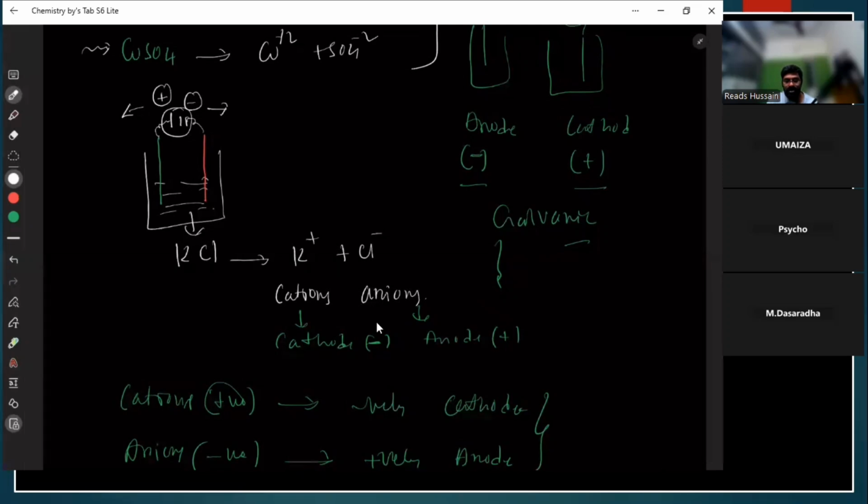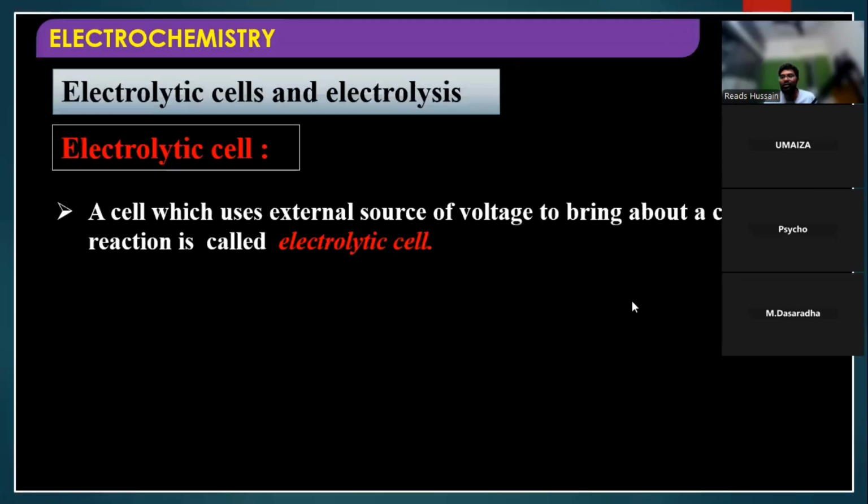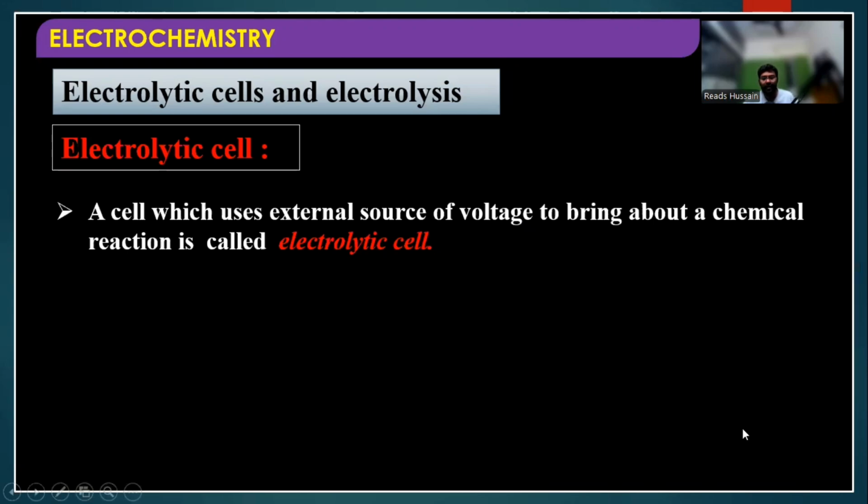During electrolysis, whatever ions are formed move towards oppositely charged electrodes. That means cations move towards cathode, anions move towards anode. This is a very basic thing, and this part of the explanation will not be there in your textbook. So this is a very fundamental concept. Next, this is the definition. The definition will be helpful for you in board exams. But when it comes to competitive exams, you should understand what electrolysis is.